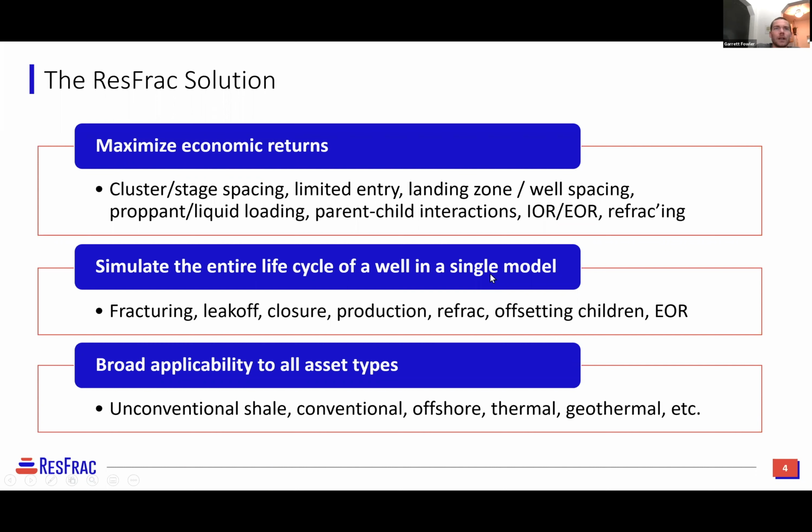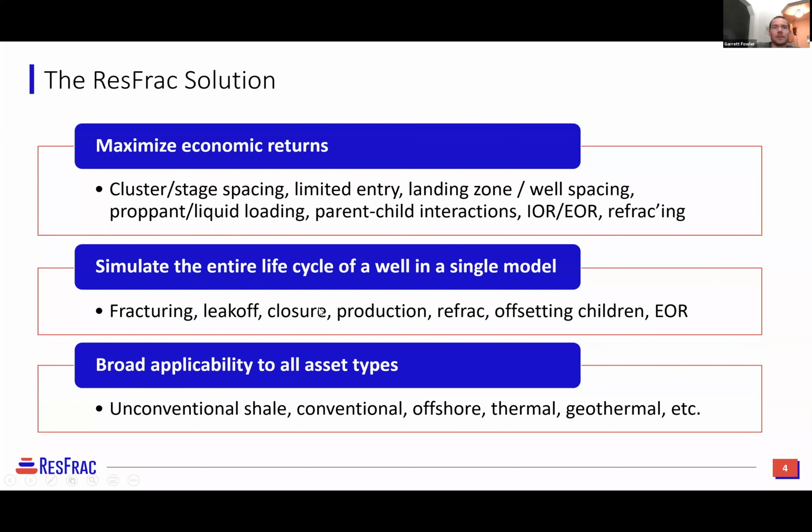And as a brief overview of ResFrac, our objective always is to maximize economic returns for operators. And we do so by changing cluster and stage spacing, limited entry, landing zone, well spacing, IOR, EOR strategies, refracking, etc., in a digital or virtual environment to save money and do those iterations in a zero cost or very low cost virtual environment before actually putting a bit in the ground and trying in the field.